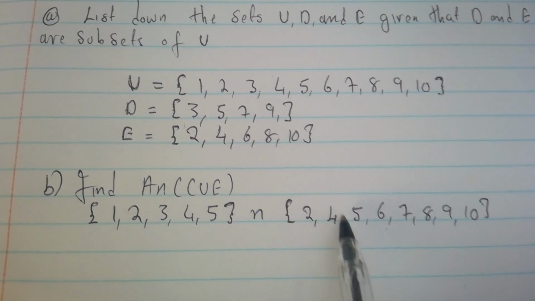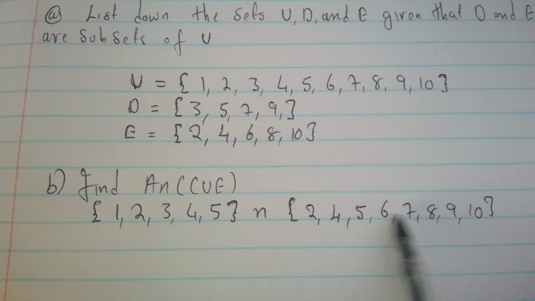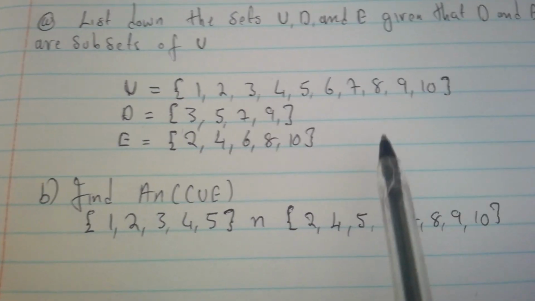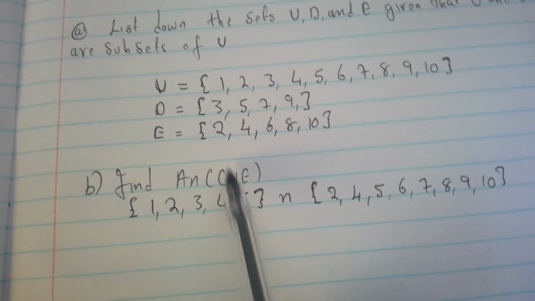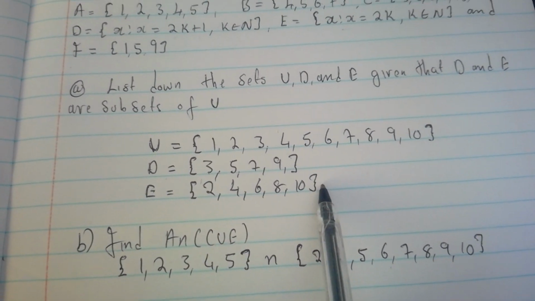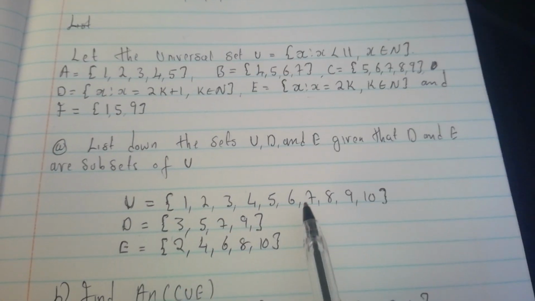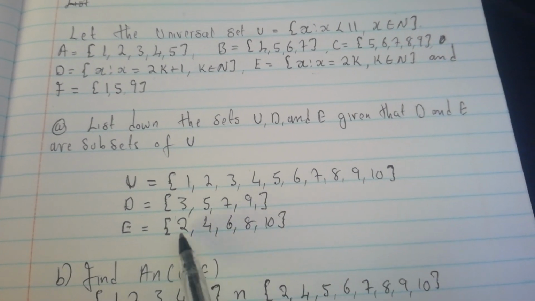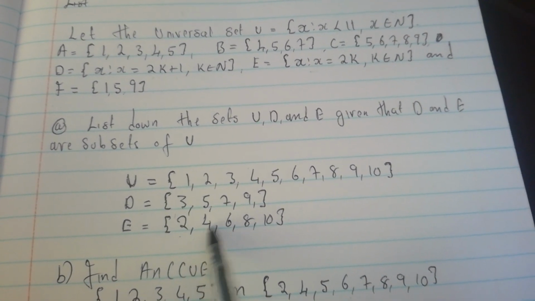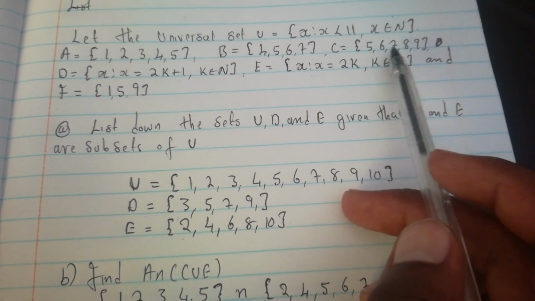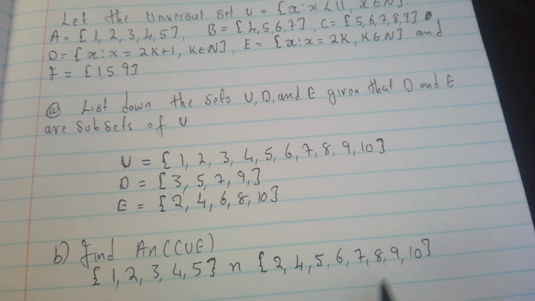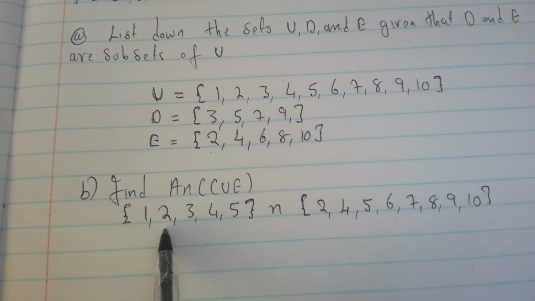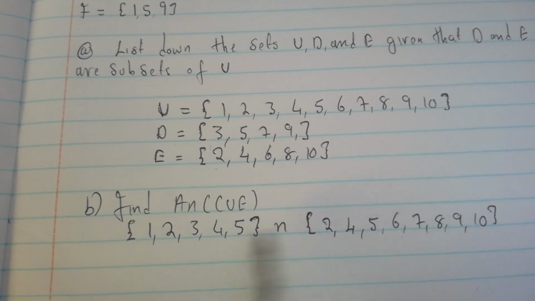Now let me also explain how I have this set. C union E means you're getting elements from this set C and the set that we've listed, set E. So you're putting them together. You start with the lowest. We have 2, 4, then we've got 5 in here, 6, 7, 8, 9, and also 10 here. Then you make them as one set. Then just find what's common between these two sets.